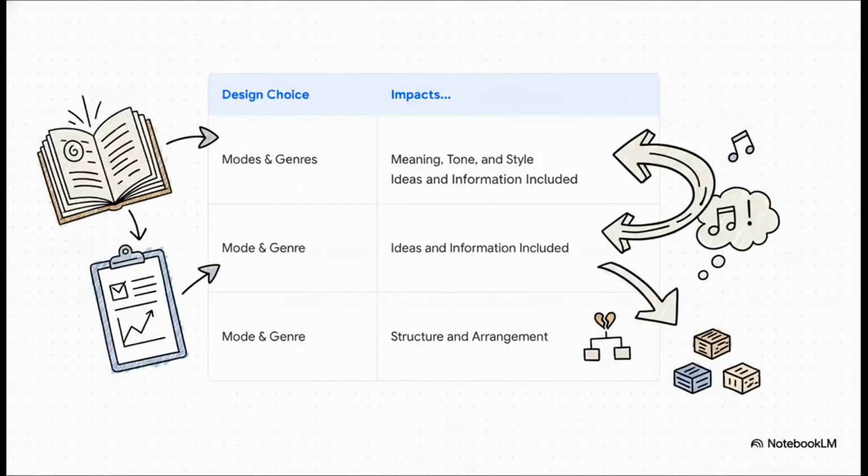And this part is so crucial. Every choice you make has a ripple effect. Just look at this chart. The second you pick a mode and genre, let's say you decide to write a poem instead of a scientific report, you are instantly shaping the meaning, tone, and style. You're also deciding what ideas and information can even fit in there. I mean, you wouldn't stick a data table in the middle of a sonnet, would you? That one choice dictates the entire structure and arrangement of what you're making.